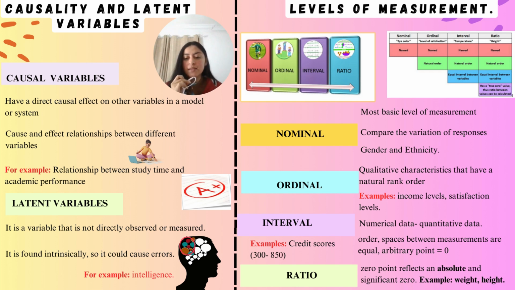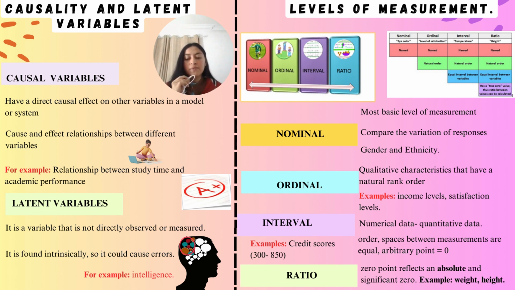And interval. Interval is numerical data involving quantitative data. They have an order like ordinal data. The spaces between measurements are equal. They have an arbitrary point which is zero. For example, credit score, 300 to 850. They are interval in this case.